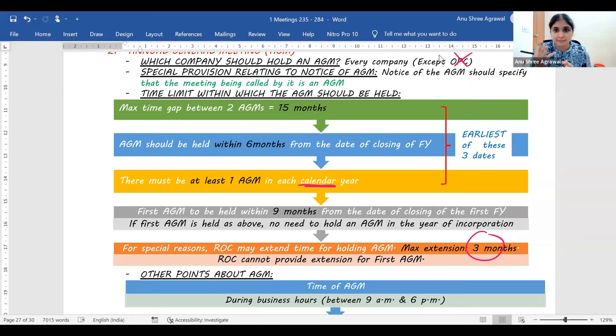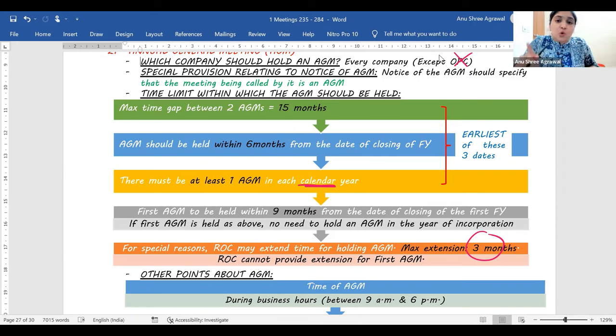For AGM, 3 time limits. Out of 3 time limits, whichever is earliest. Number 1, between 2 AGMs, maximum gap 15 months. Number 2, AGM should be held within 6 months from the end of the year. Number 3, there must be at least 1 AGM in every calendar year. Out of the three time limits, I will pick the earliest. That is going to be the last day on which I'm supposed to hold the AGM.